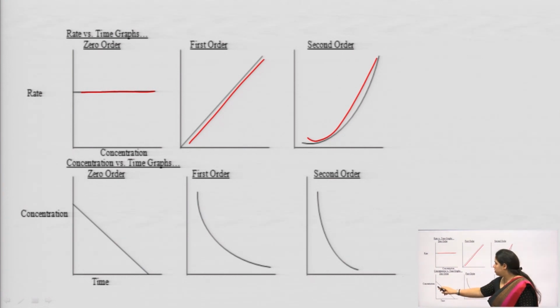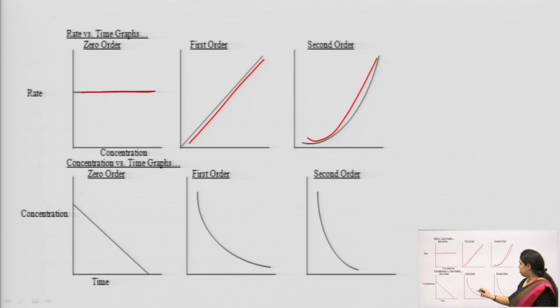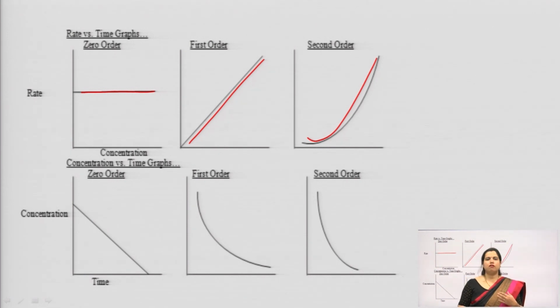Now, when we talk about time and concentration, zero order has this type of graph, first order this, and second order also a slight curve. So, these are different representations. When we do the experiment, we will get this type of representation while putting our experimental data to get the desired rate and concentration time profile curves.